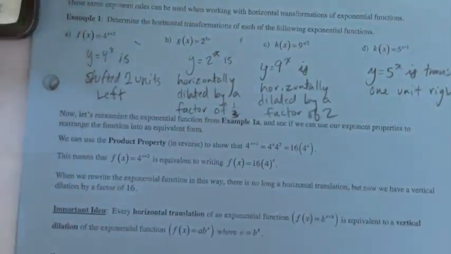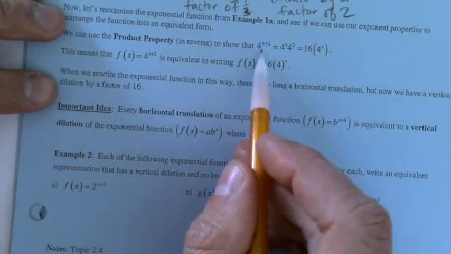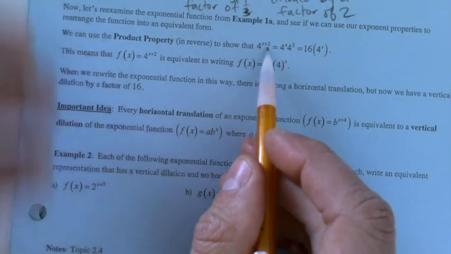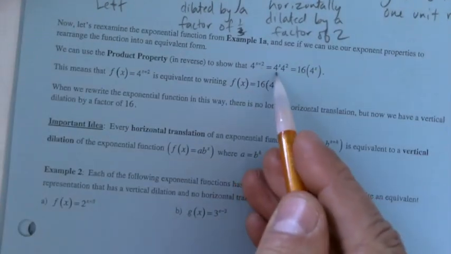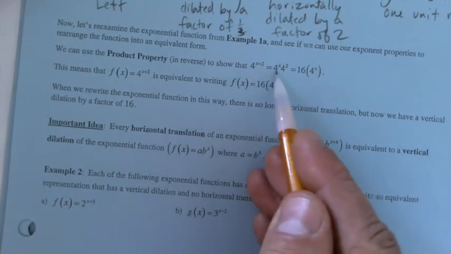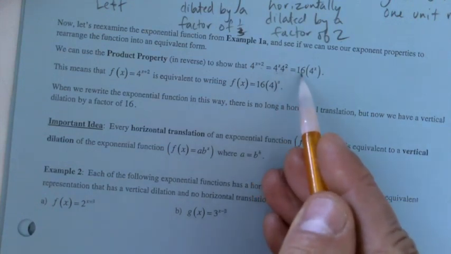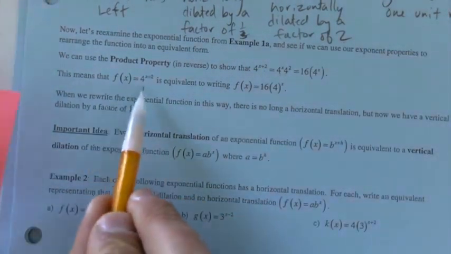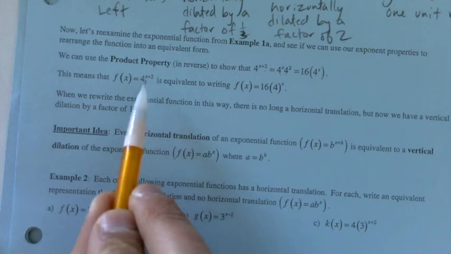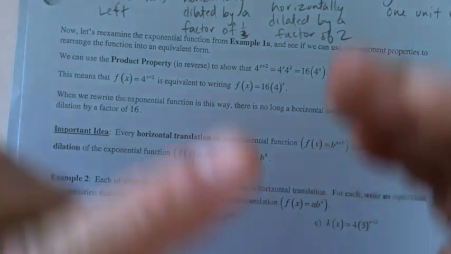Now, look at the example from 1a. Remember, we had 4 to the x plus 2 power. If I use the rules that you read about, the product property lets me rewrite this as 4 to the x power times 4 squared, which then becomes 4 squared is 16 times 4 to the x power. So that means that this horizontal shift left 2 moved our y-intercept.